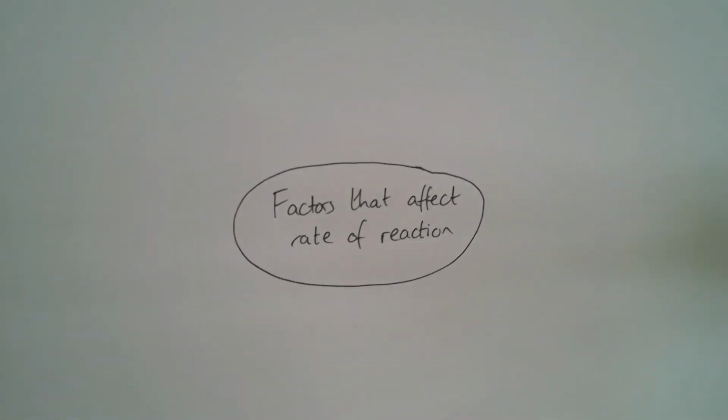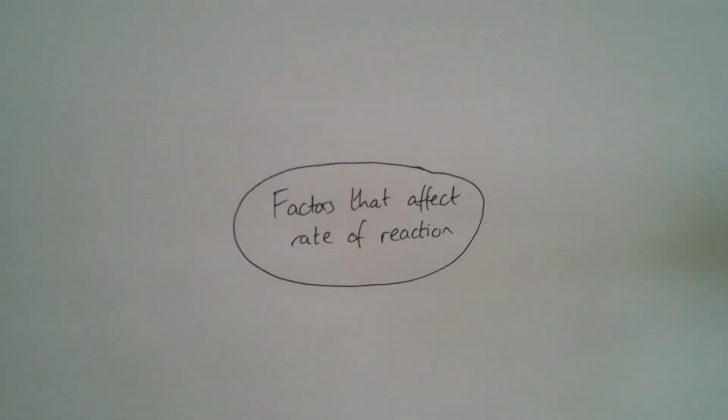Welcome to lesson 2 of rates of reaction for year 10. We're having a look today at the factors that affect the rate of a chemical reaction and how we can explain that by using collision theory. We need to remind ourselves before we start this about what we mean exactly by collision theory.